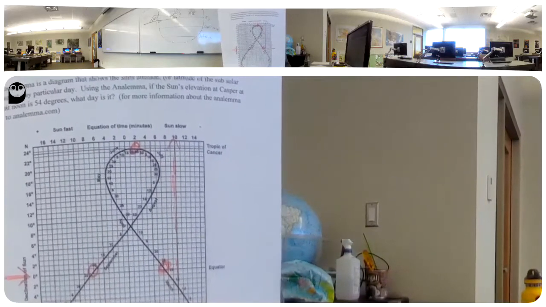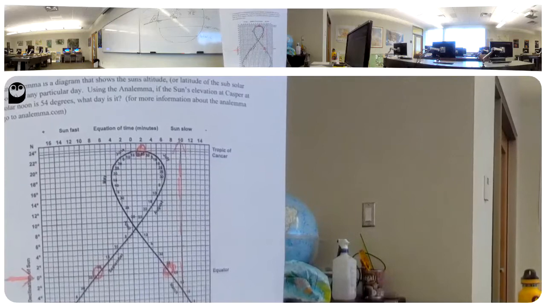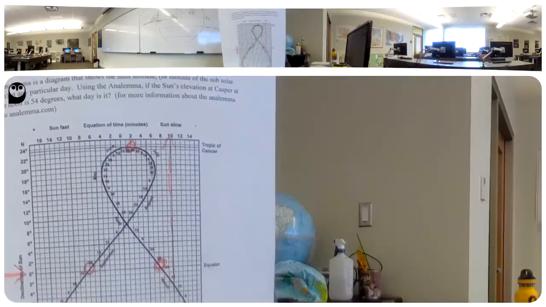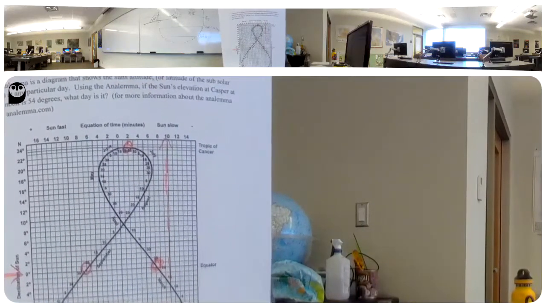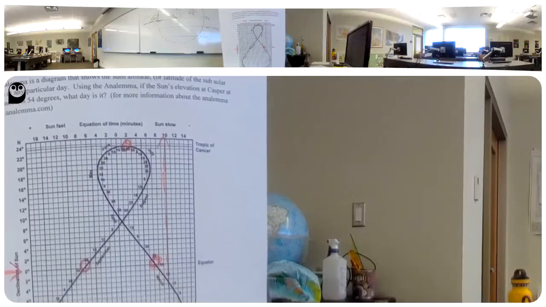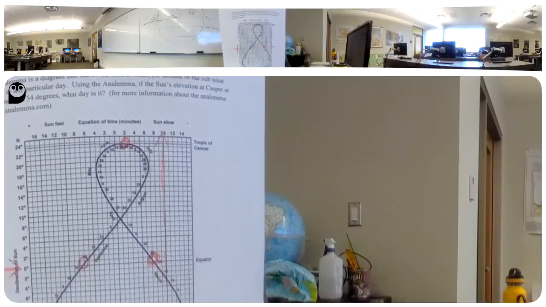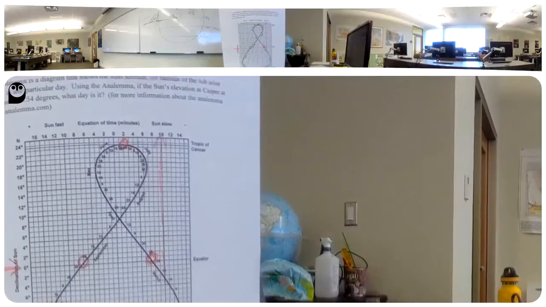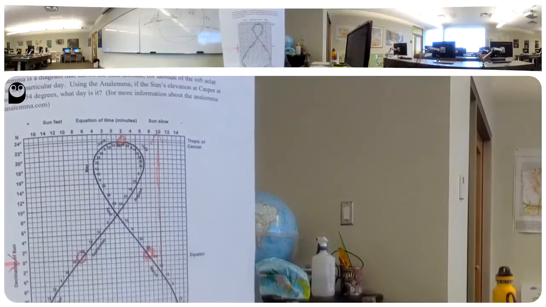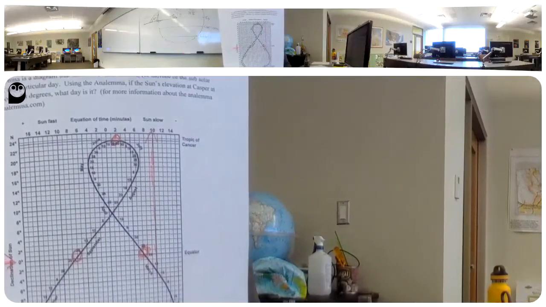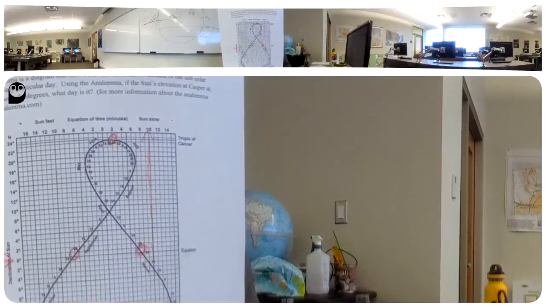Or excuse me, no, I have that backwards. Solar noon on March 15th, sun slow, is actually going to be at 12:10 on your watch. Okay. It's not going to be at noon. It's going to be 10 minutes slow. So it'll actually be at 12:10 p.m.